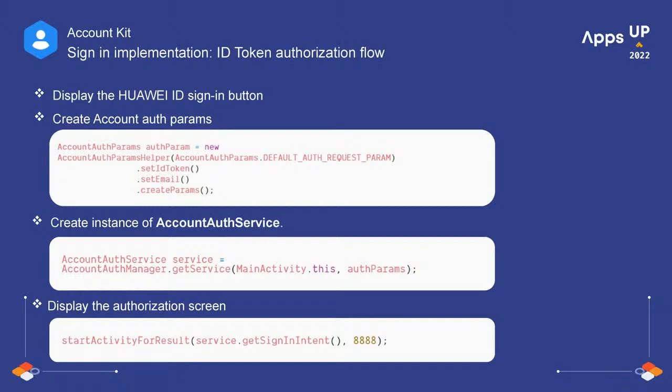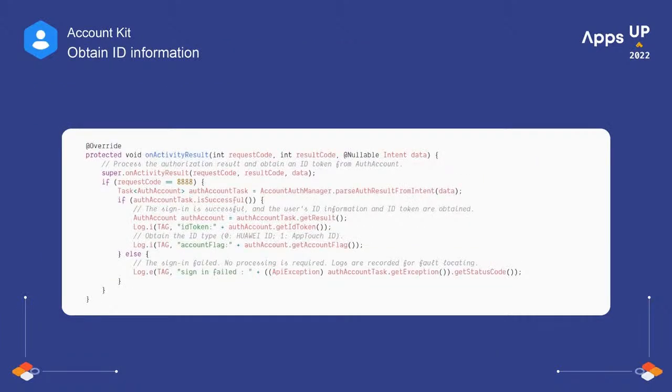We pass the intent that we get from the service by calling the method get sign-in intent. Then we specify a request code. This will show an authorization page to the user. Then they decide to either grant your app permission or refuse it. And we will receive the result in the method onActivityResult. It takes 3 parameters: request code, result, and the data.